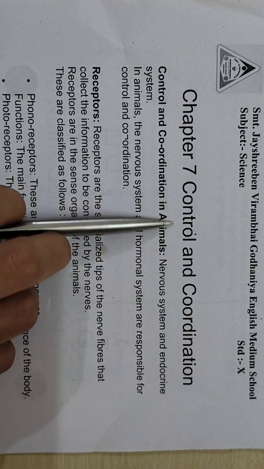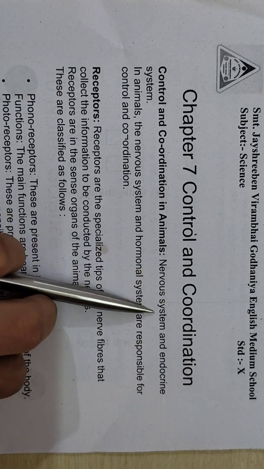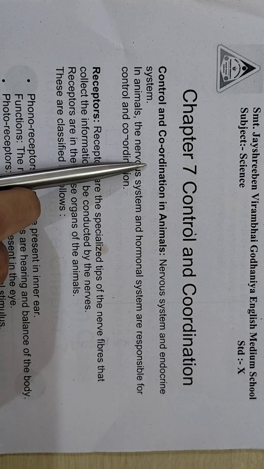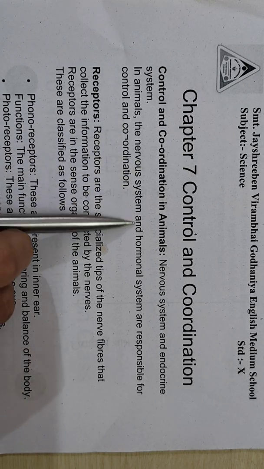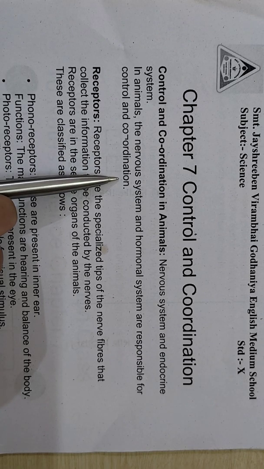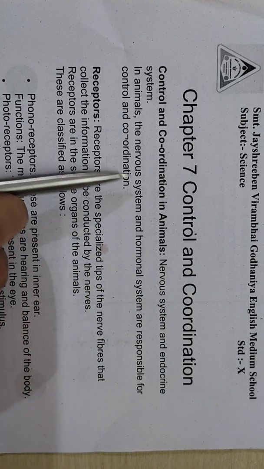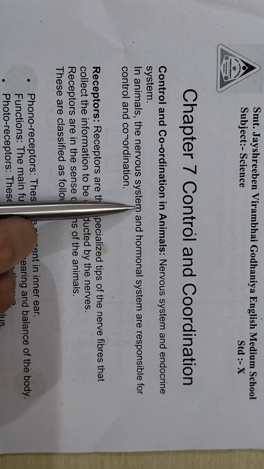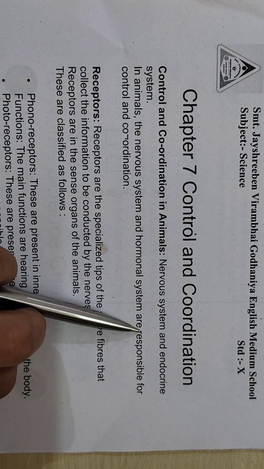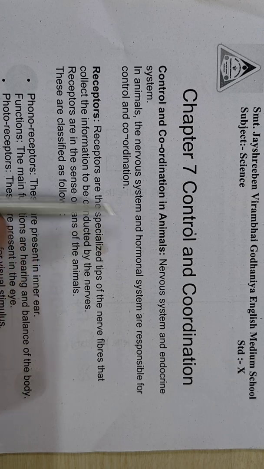So how would this control and coordination be managed? It would be managed by the nervous system and the endocrine system. In animals, the nervous system and hormonal system are responsible for control and coordination, right? Basically if we talk about animals, we can consider ourselves also. So in animals and human beings, control and coordination takes place with the help of the nervous system and hormonal system, which is responsible for control and coordination of our body.